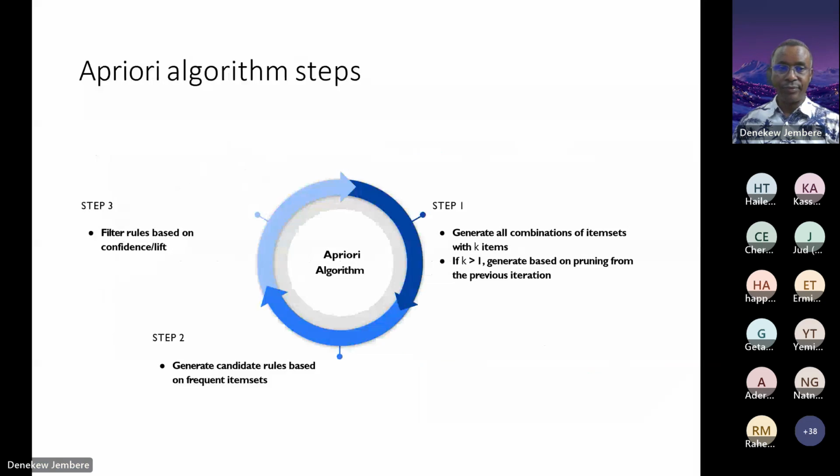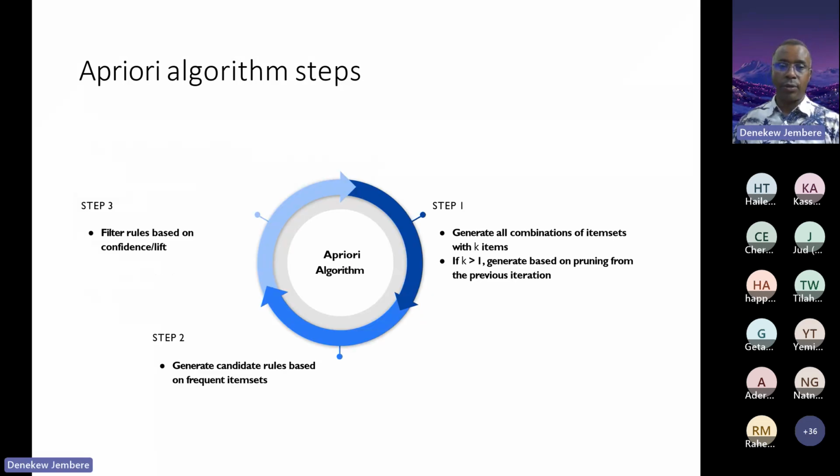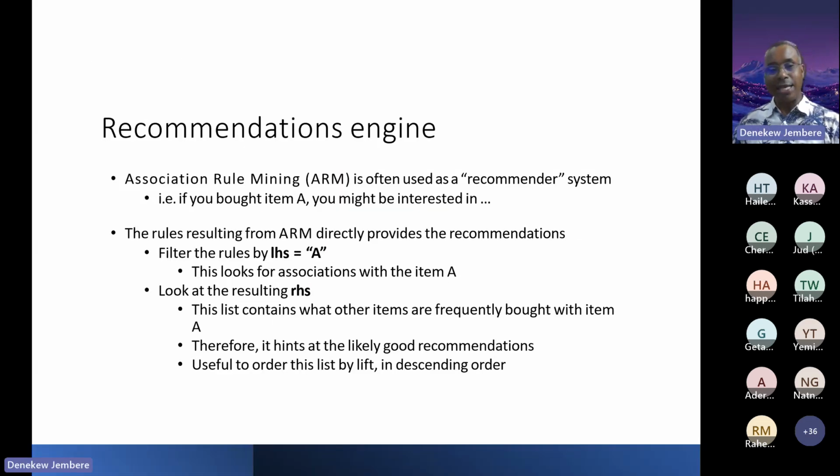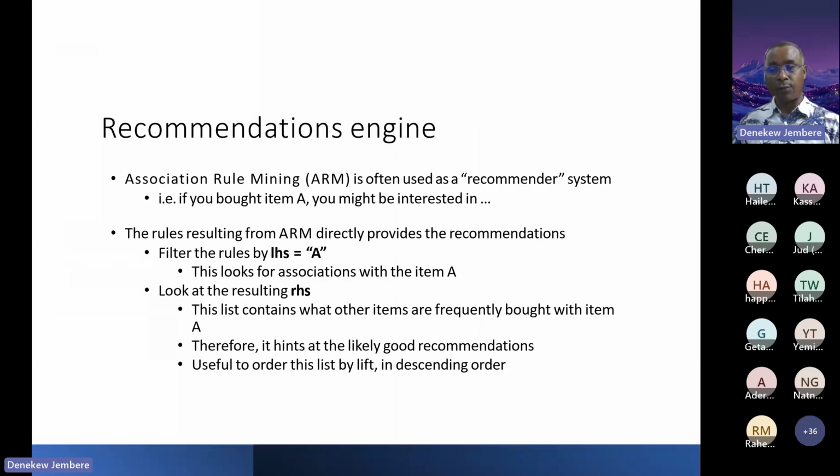the Apriori algorithm. So recommendation engine is based on association rule mining. I'm going to leave this for you to read as one of the unsupervised machine learning.